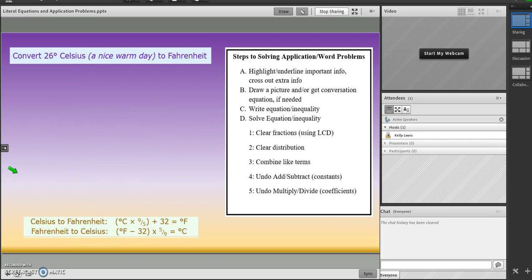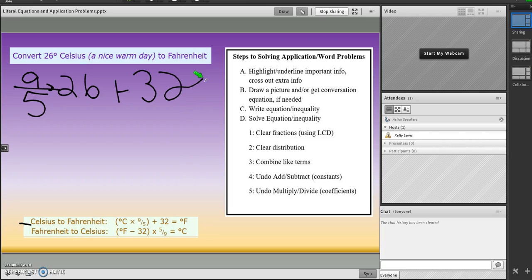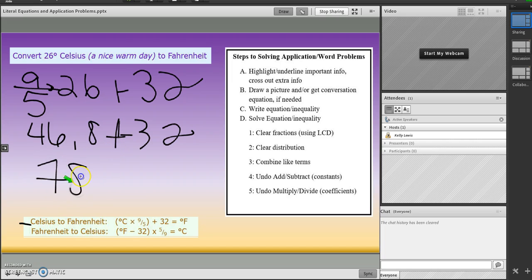Let's do another problem. All right, now let's go the other way, Celsius to Fahrenheit. So Celsius says take Celsius and multiply by 9/5. So 26 times 9/5, and then add 32. So I'm going to do 26 times 9/5. I get 46.8 plus 32, which is 78.8 degrees Fahrenheit.